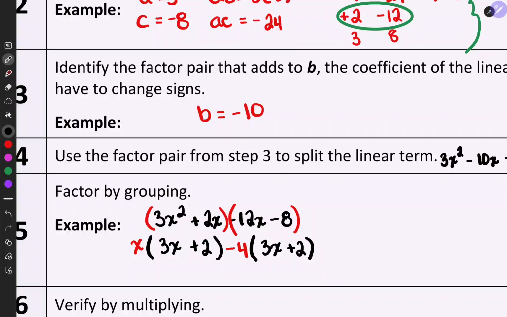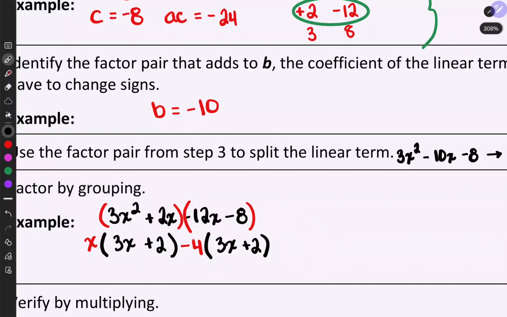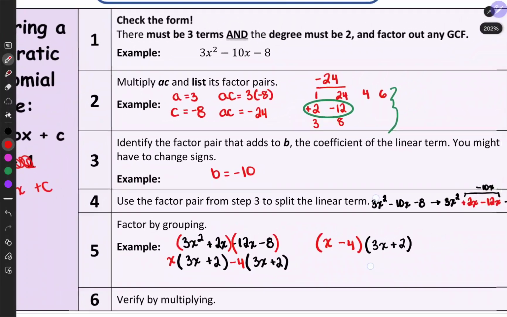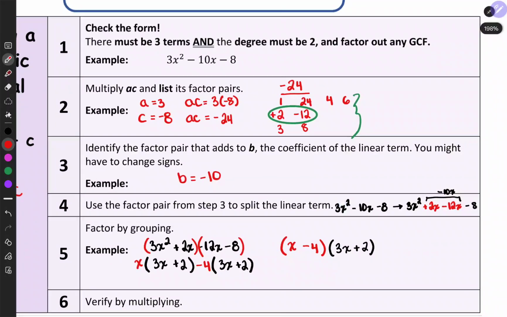So what's inside the parentheses? 3x plus 2. That's one factor. And the other factor is everything outside of the parentheses: x minus 4. And that's how you factor. Okay, that was a lot at once. I'm taking it slow, but it's actually kind of quick once you get the hang of it.